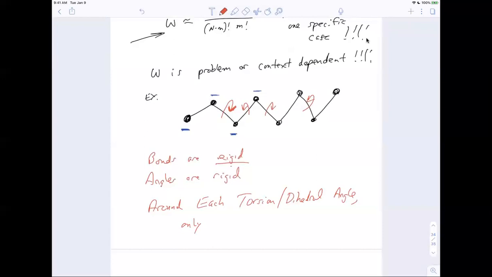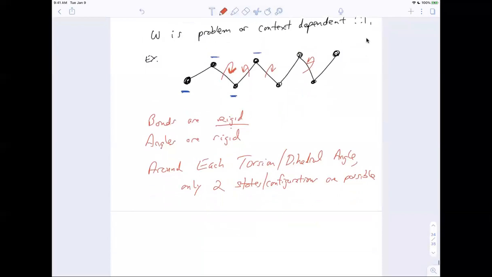So around each torsion or dihedral angle, only two configurations or two states are possible. And you might do some calculations using quantum mechanics to find out that there's really just two stable states around the torsion. And what that means is that you can have a cis-trans or an eclipsed, or what's the other one? I forget what the other term is.